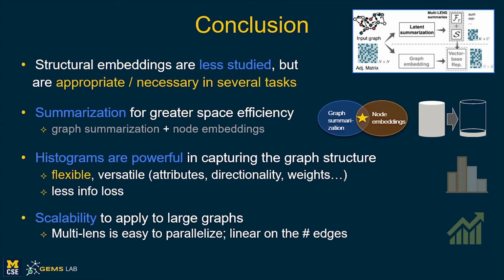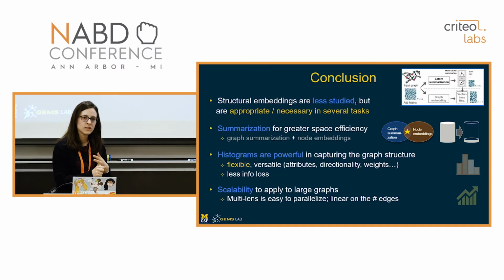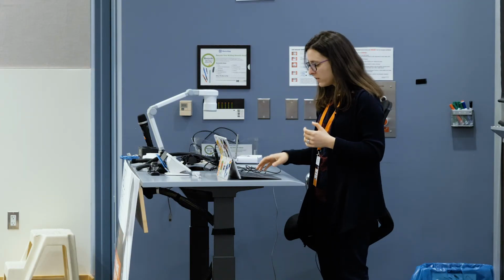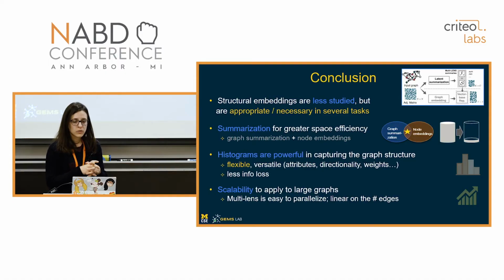So to conclude and share with you some takeaway messages: structural embeddings in networks are way less studied than proximity-based embeddings, but I argue that there are a lot of applications and a lot of tasks where structure is more important than proximity. Summarization is a great tool if we want space efficiency, and in this work we combined graph summarization, which operates in the original space, and node embeddings. Histograms are quite powerful in capturing the graph structure. They are flexible and versatile. We can incorporate attributes, directionality, weights, whatever you want to encode in a graph, so it can be a really complex graph. And they do lead to less information loss. It's better than saying, okay, I'll pick the max or do max pooling or mean pooling and so on.